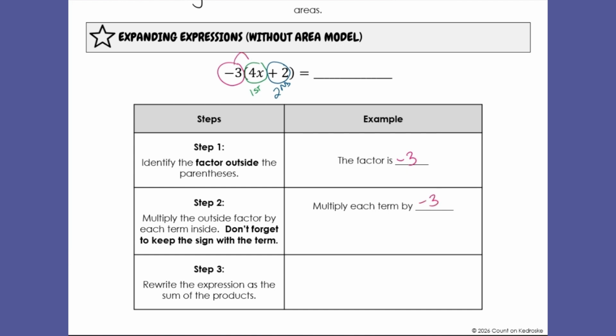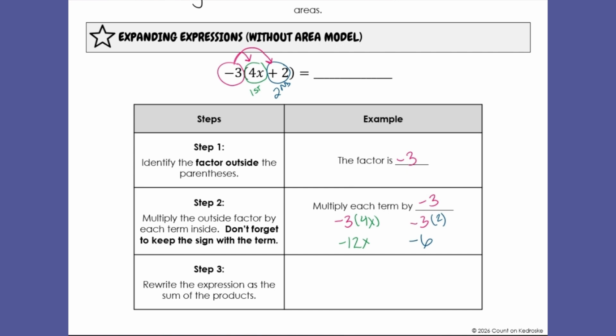So essentially taking this -3 and we're multiplying it by both terms inside the parentheses. So we're going to take -3 and multiply it by 4x. So -3 times 4x is -12x. And then I'm going to take -3 again, but I'm going to multiply it now by the second term, which is 2. -3 times 2 is -6.